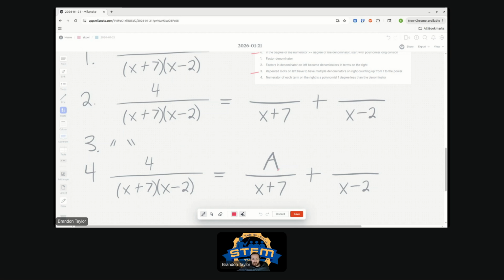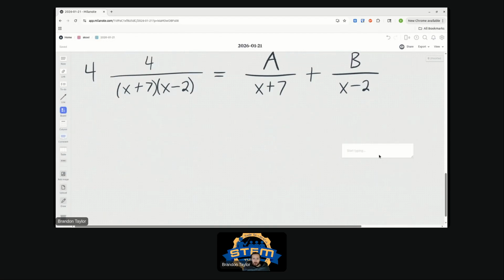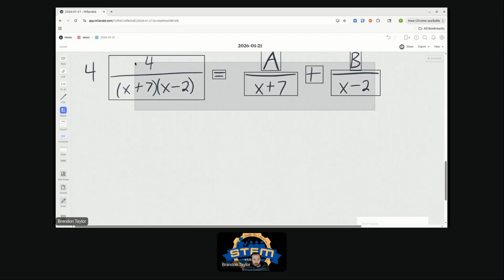It would basically be the same thing, but we can't use A. I'll just say it like that. So here, this is the 1st degree, so we need a 0th degree. So I'll just write B. So B. So there you go. That's rule number 4. So we've done the 4 rules, and now our reward is that we've decomposed the fraction.